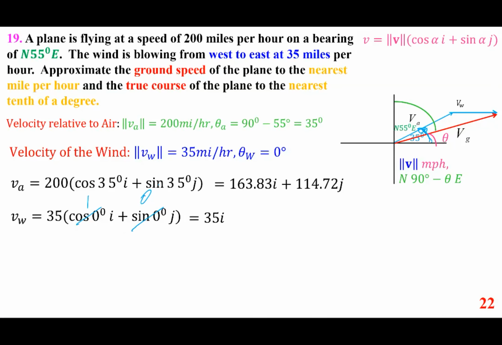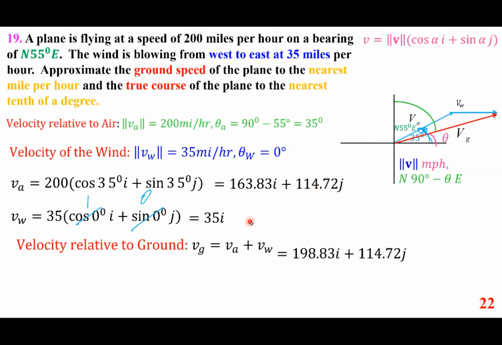Now, velocity relative to the ground, we are going to add the two vectors, V sub A and V sub W. And when we do that, that means we add these two numbers, 198.83i, and this one, there is nothing to add to it, we just write it. And now we are practically there.